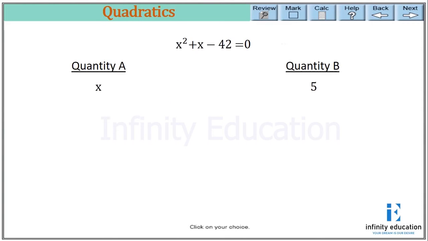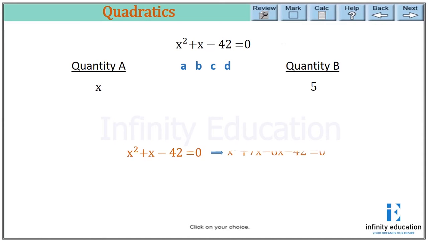So we know this is a quantitative comparison question, so we must write our A, B, C, D first. Now the equation is x² + x - 42 = 0. The question is how to factorize this. The coefficient of x is 1 because nothing is given, and there is -42. So 1 into 42 is -42. Now the coefficient of x is 1, so we have to split it in such a way that their multiplication becomes -42.